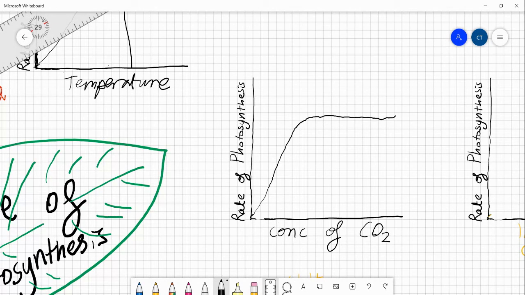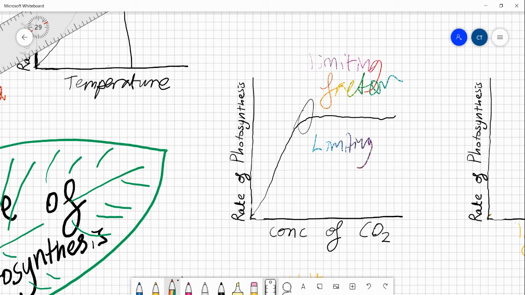Well, that is because at this point, something else will become, I'm going to write it in a fancy color because it's so important, limiting factor. Something else will become the limiting factor. So what could that be?